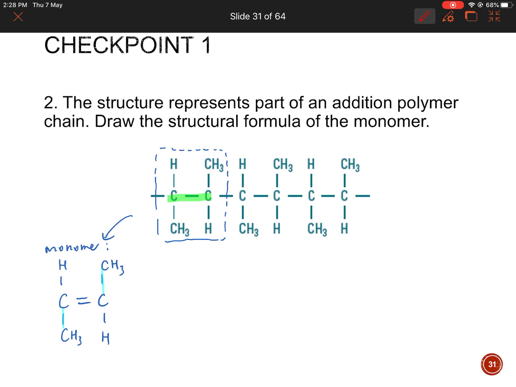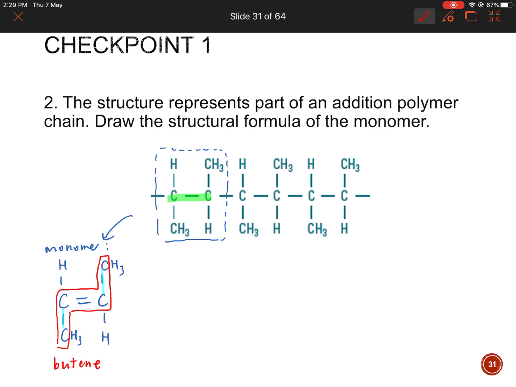How many carbon atoms are there in one chain? You realize that there is actually 4. They are in one chain, just that it's drawn this way. And there's one double bond. So it's from the alkene family. What is this monomer? Yes, it's called butene.